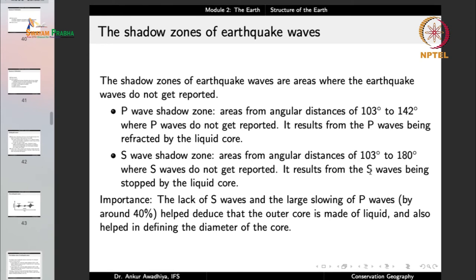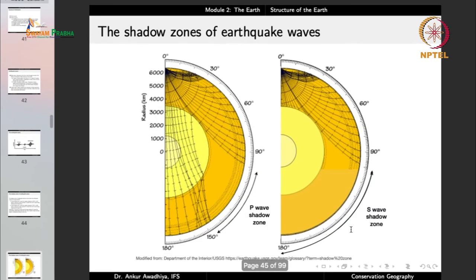S waves also form a shadow zone which is much greater. It is from 103 degrees to 180 degrees. Now, this results because the S waves are stopped by the liquid core because they cannot move through liquids. Now, the lack of S waves and the large slowing of P waves by around 40% has helped us to deduce that the outer core is made out of liquid. And it also has helped us in defining the diameter of the core.